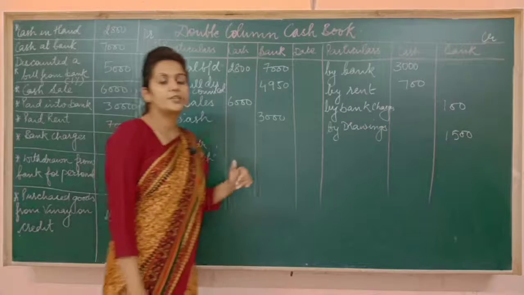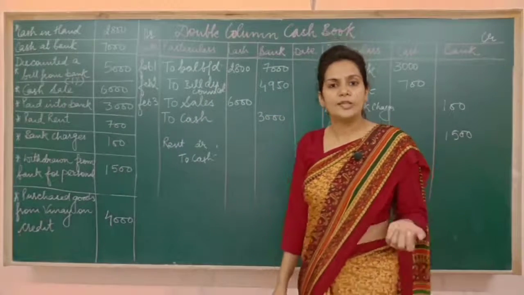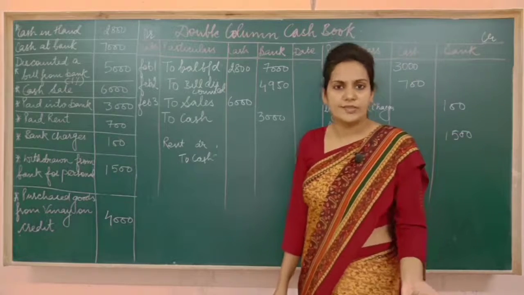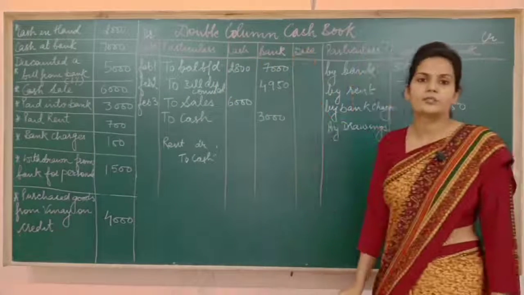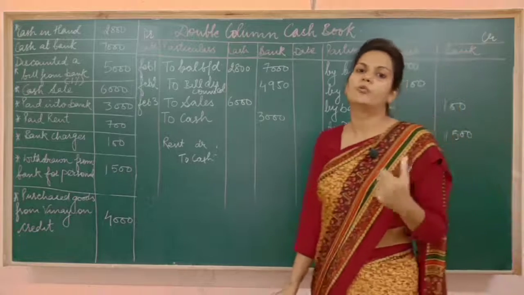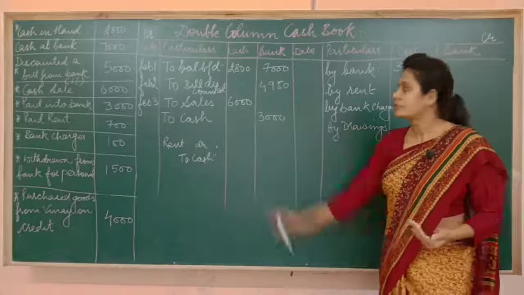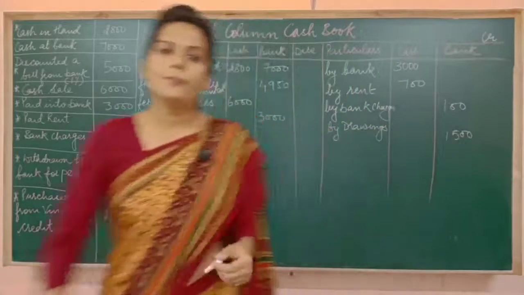Last transaction is purchase goods from Vinay on credit. Now you are purchasing goods from someone on credit, from Vinay on credit. So what should have been the entry? Purchases to Vinay. So we are not going to record this transaction because neither do I have a purchase column here nor a Vinay column. And moreover it is a cash book in which we are going to record only and only the cash transactions. So no credit transaction will be entered. So only these many entries we are going to post. Now let's see how to do the balancing.